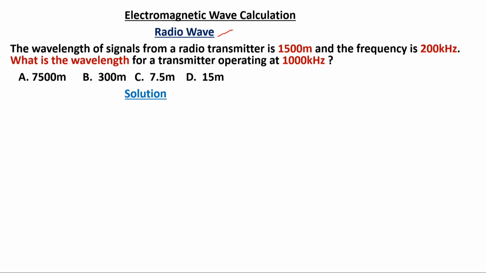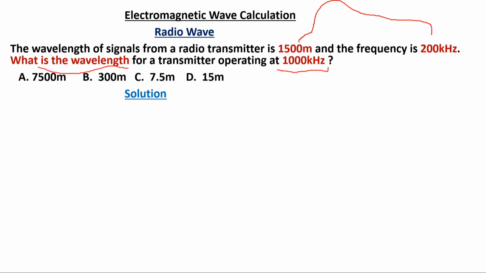So we'll be solving these questions on radio wave. Now let's go on. The wavelength of signals from a radio transmitter is given to be 1500 meter, and the frequency is given to be 200 kilohertz. What is the wavelength for a transmitter operating at a frequency of 1000 kilohertz? If it takes 1500 meters wavelength to operate at a frequency of 200 kilohertz, what will be the wavelength that will operate at a frequency of 1000 kilohertz? That is what we'll be calculating in this video.